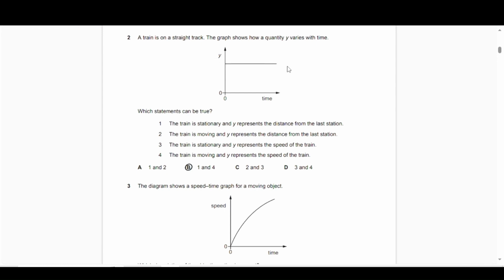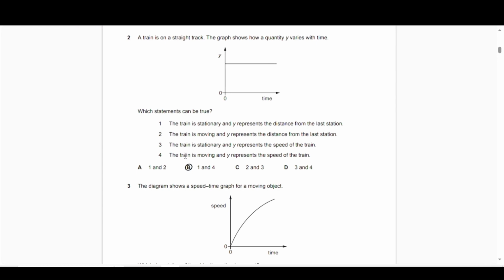Now there is a scenario where you can have a straight line with no gradient in a speed time graph, and that is showing that the object is at rest. But that is when the speed is 0, so you're going to have the straight line lying on your x-axis, or your time axis. But here, there's clearly a value that the speed has. So the train cannot be stationary in that situation. So 2 and 3 are wrong.